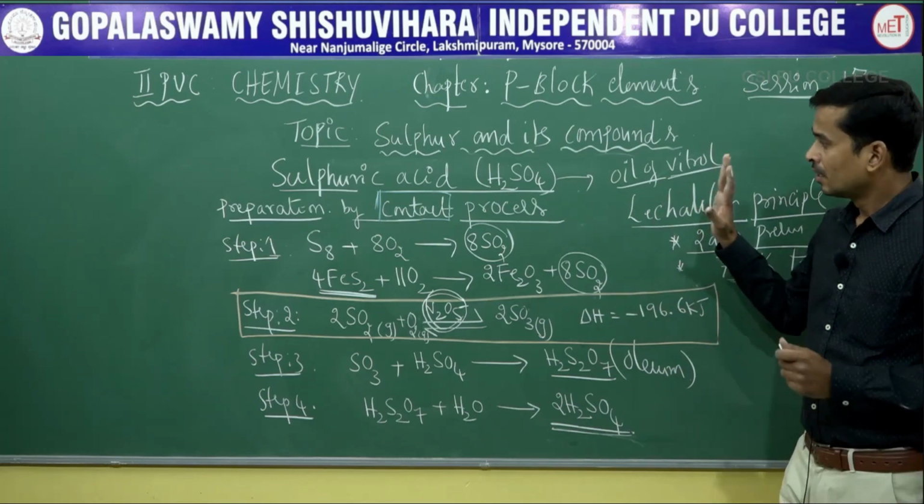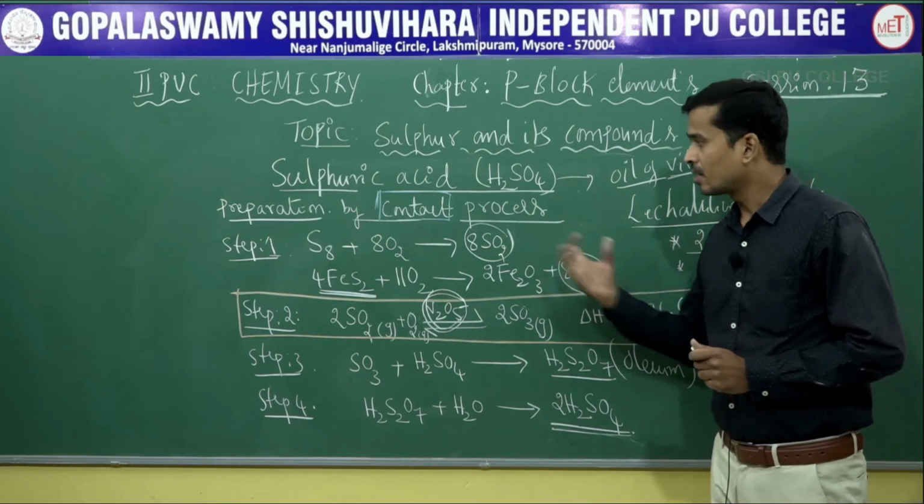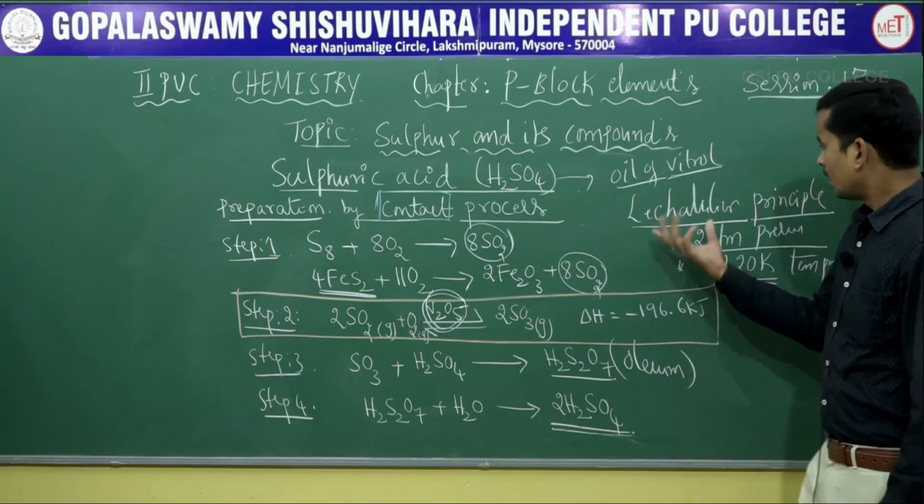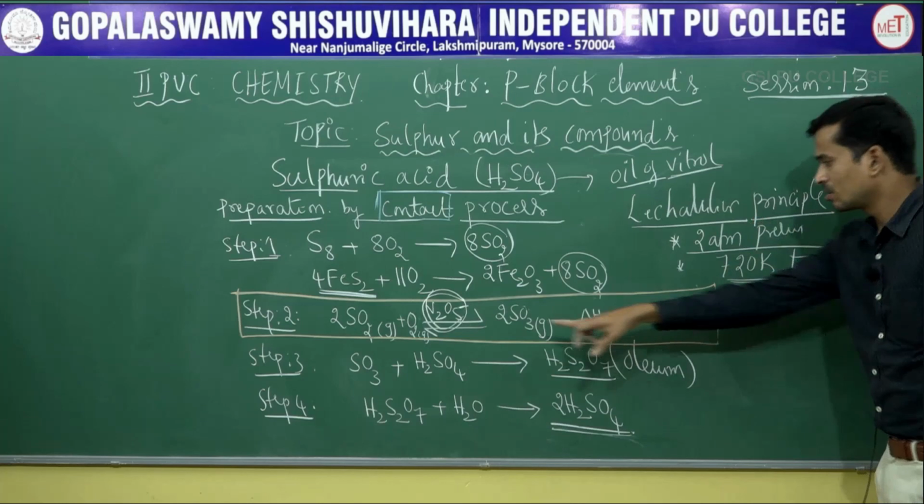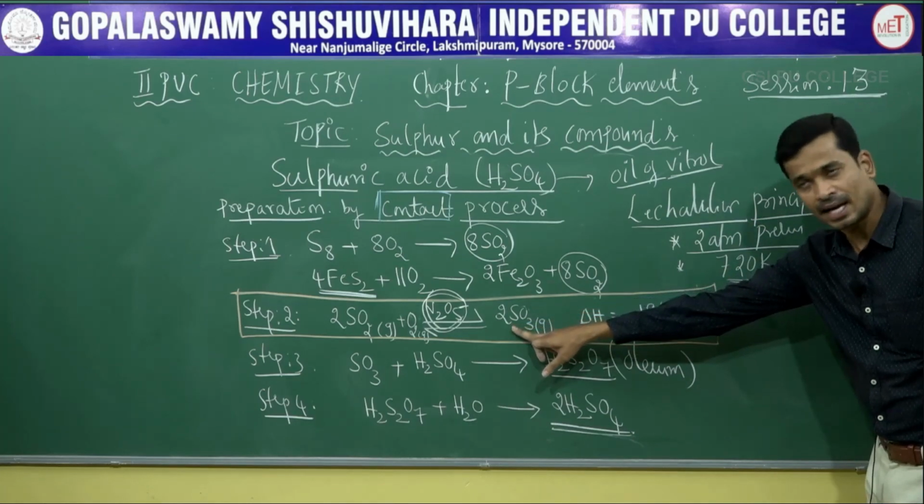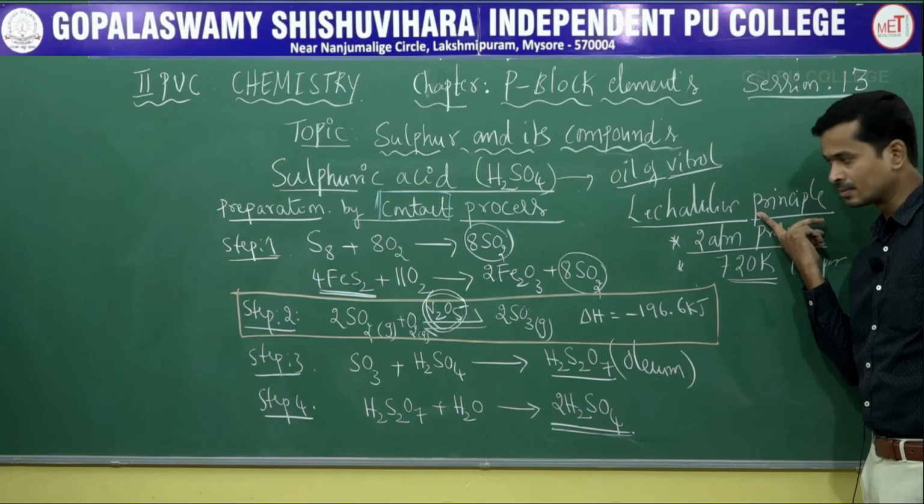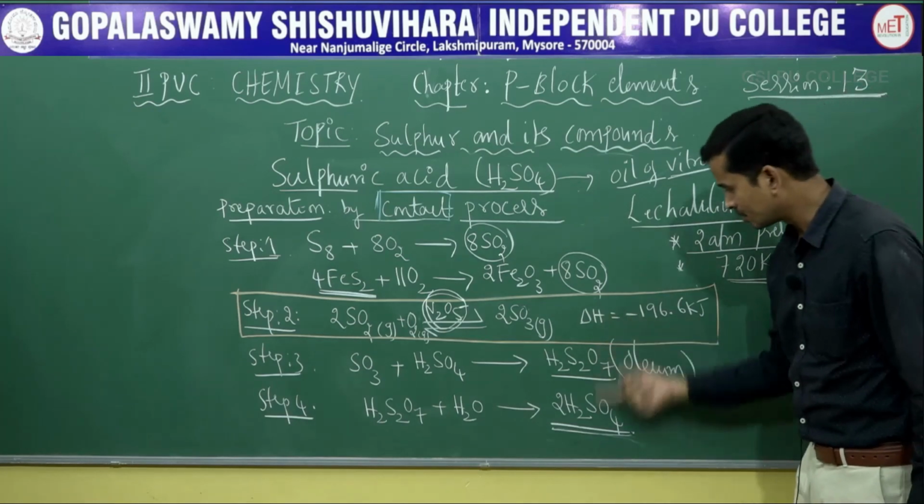These are the 4 steps in the manufacture of sulfuric acid by contact process. And what are the optimum conditions to give a maximum yield of sulfur trioxide according to Le-Chatelier's principle? Clear? Concentrate on these 3.